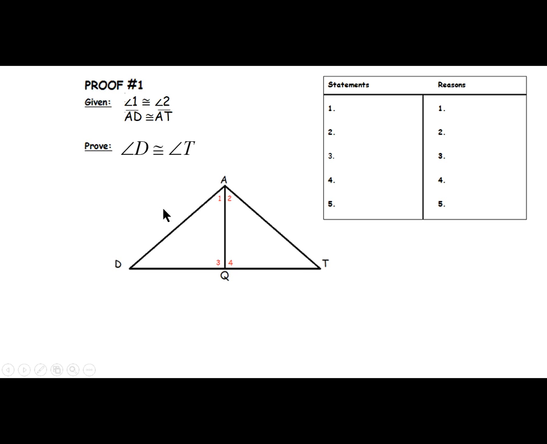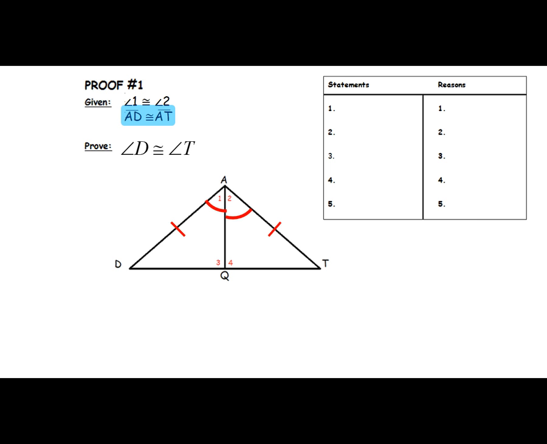Step one is to take the given information and put it in the picture. We start with angle 1 is congruent to angle 2. That was given to us, so we can put those marks in the picture. That'll be a line in our proof. Statement 2, segment AD is congruent to segment AT. We put marks in the picture. That'll be a line in our proof.